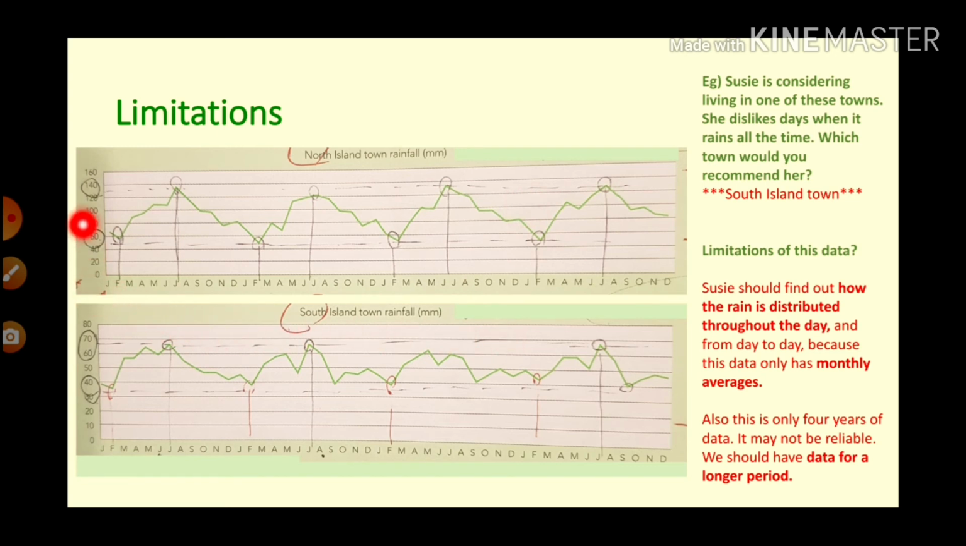Well done. I need to look at the y-axis on the side. The maximum in the South Island rainfall in millimeters is only about 70 to 80, whereas in the North Island it's 140 to about 160-ish, right? So which one has more rain?